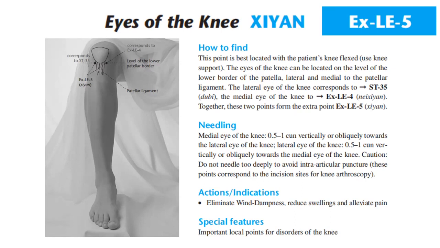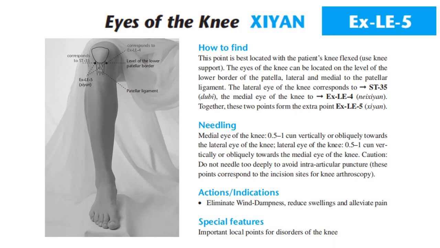Needling: medial eye of the knee, 0.5 to 1 cun, vertically or obliquely towards the lateral eye of the knee. Lateral eye of the knee, 0.5 to 1 cun, vertically or obliquely towards the medial eye of the knee. Caution: do not needle too deeply, to avoid extra-articular puncture. These points correspond to the incision sites for knee arthroscopy. Actions and indications: it eliminates wind dampness, reduces swelling, and alleviates pain.